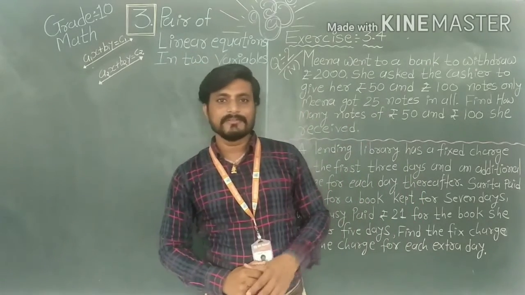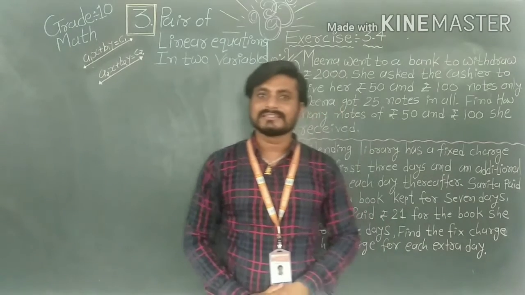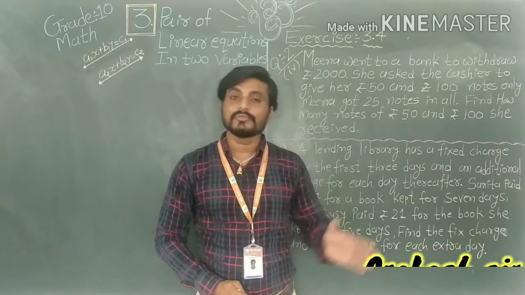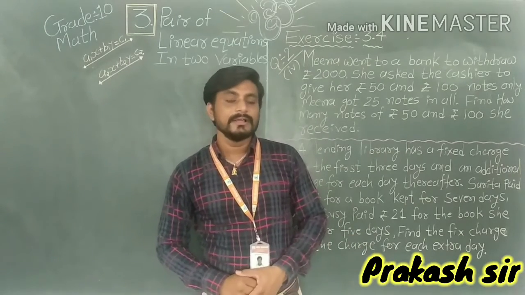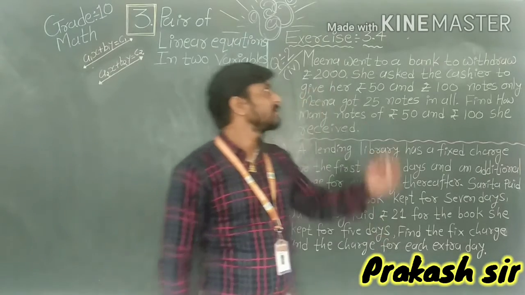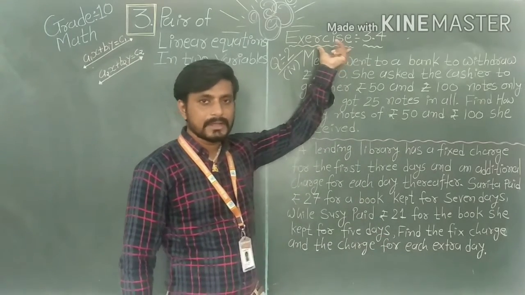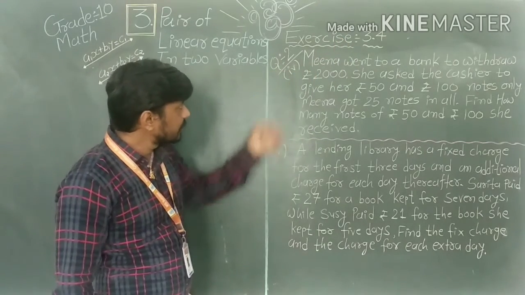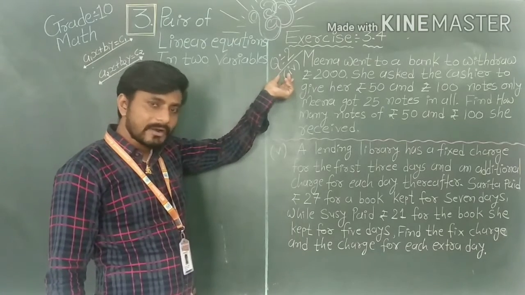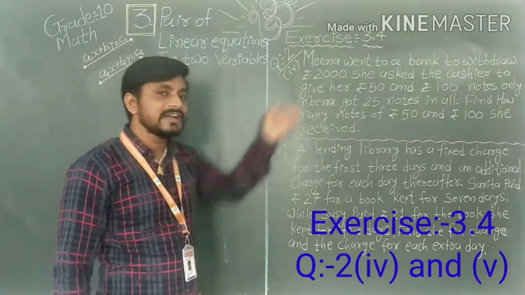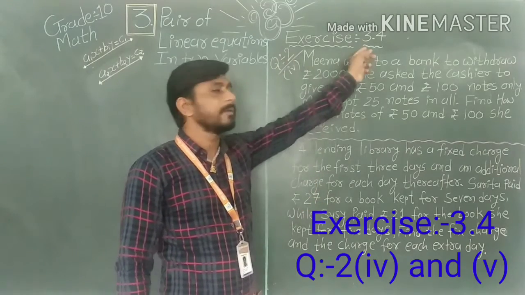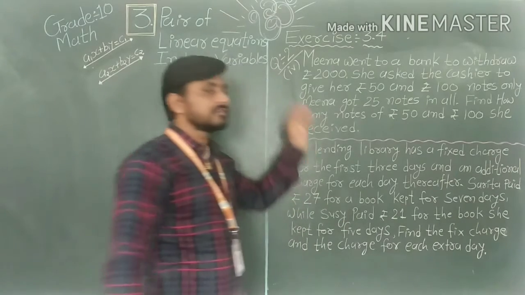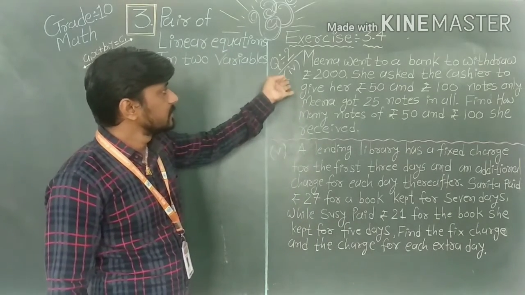In our previous videos we solved exercises 3.1, 3.2, 3.3 and 3.4 up to question number 2. Today we discuss exercise 3.4 question number 2, and we cover in this video two sums, example 4 and example 5. These are the last two sums in exercise 3.4. Let's begin. First of all, I read out what the data is.